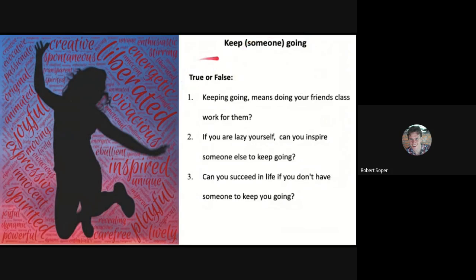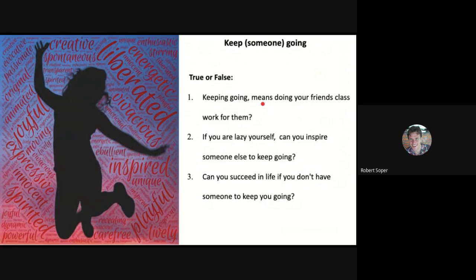Let's focus on these true or false questions. Keeping going means doing your friend's class work for them. That would be a false. This is not really what keeping going means. Keep going means to support somebody, but not to actually do their work for them.